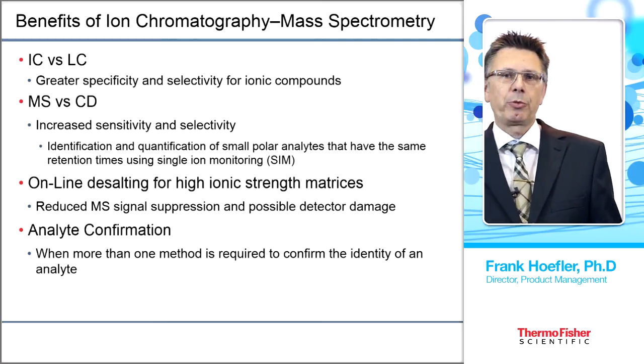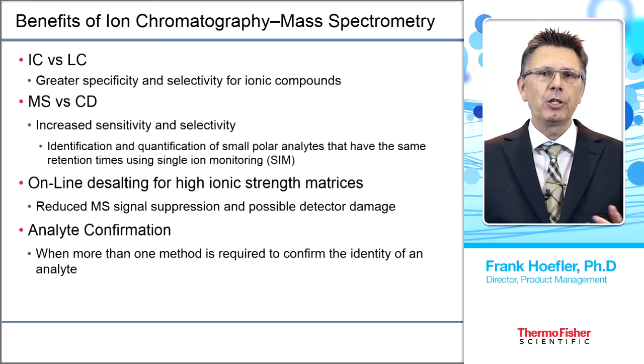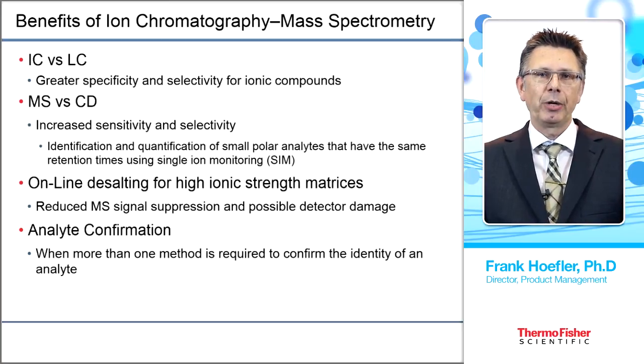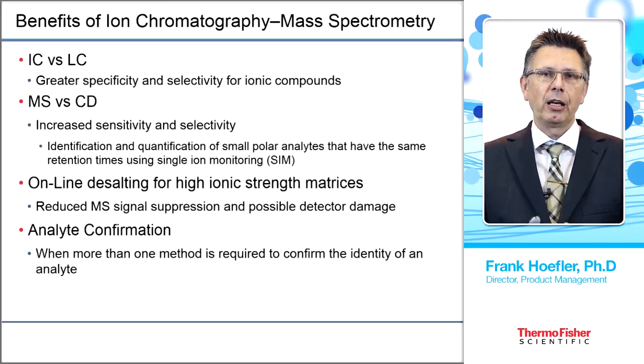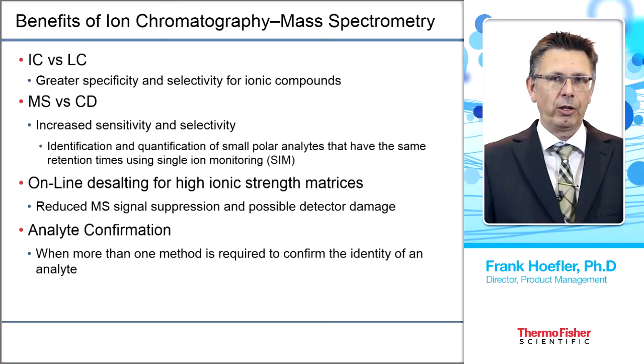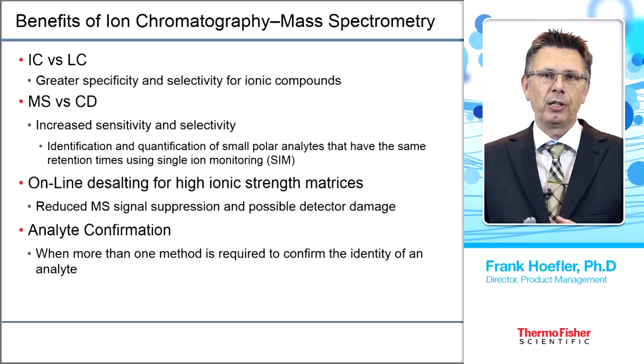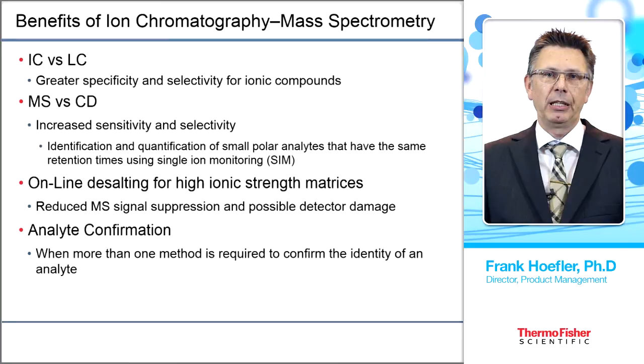Why are we using mass spectrometric detection? One of the major reasons is analyte confirmation. We want to really ensure that the analyte which is eluting from the ion chromatographic column is the analyte we are suspecting. And conductivity detection is a very universal technique which detects all ionic compounds. The MS here gives us additional information like the mass to charge ratio of the certain peak, which then helps us to identify and confirm that peak.